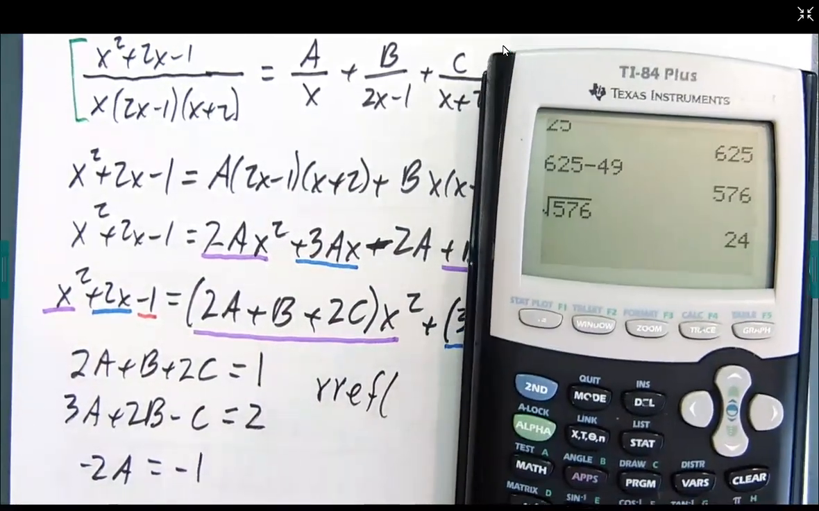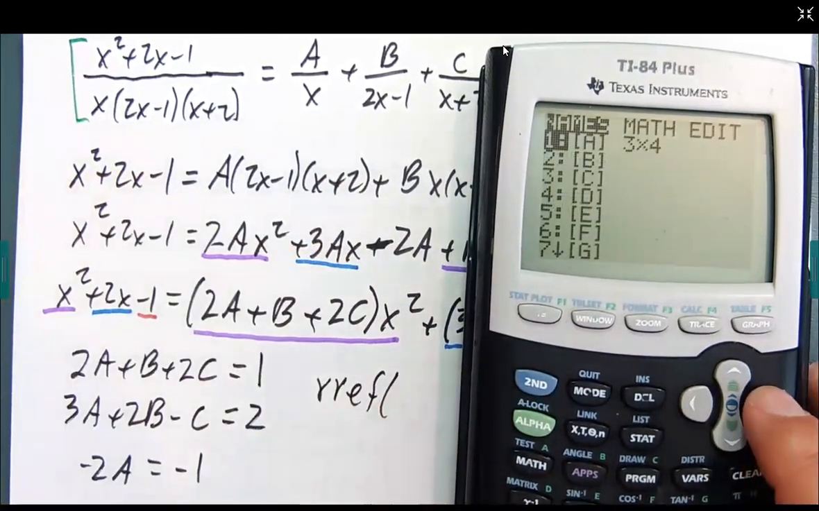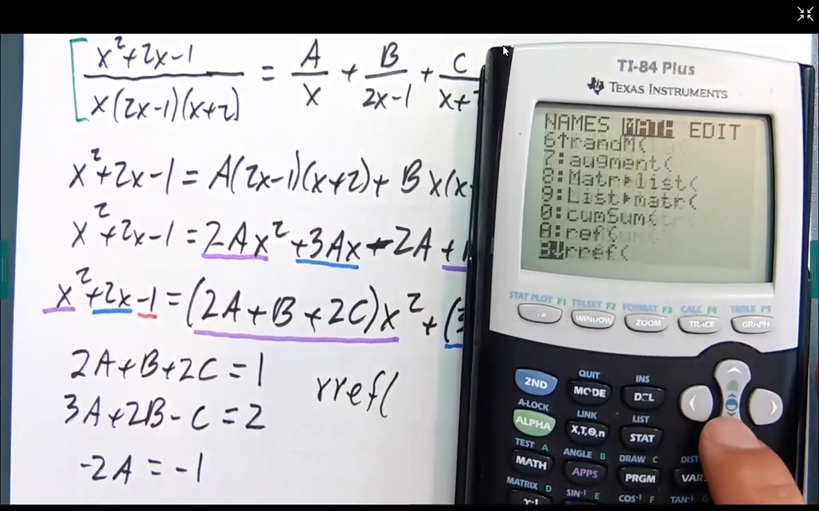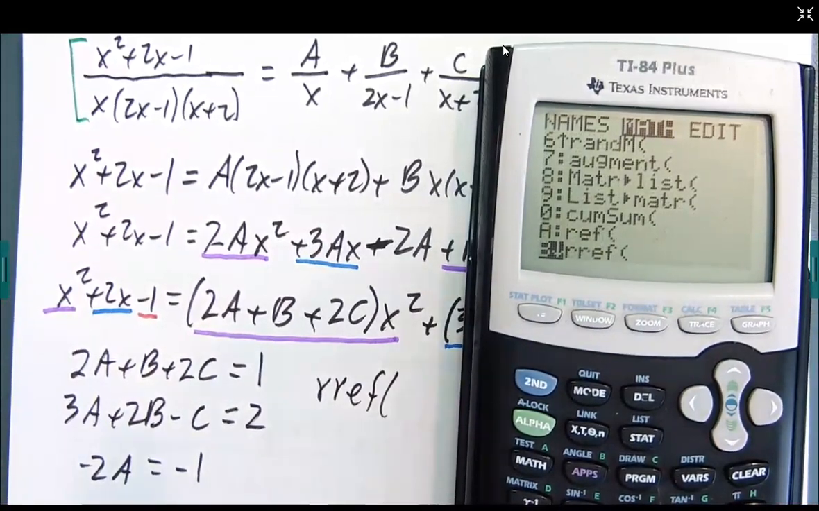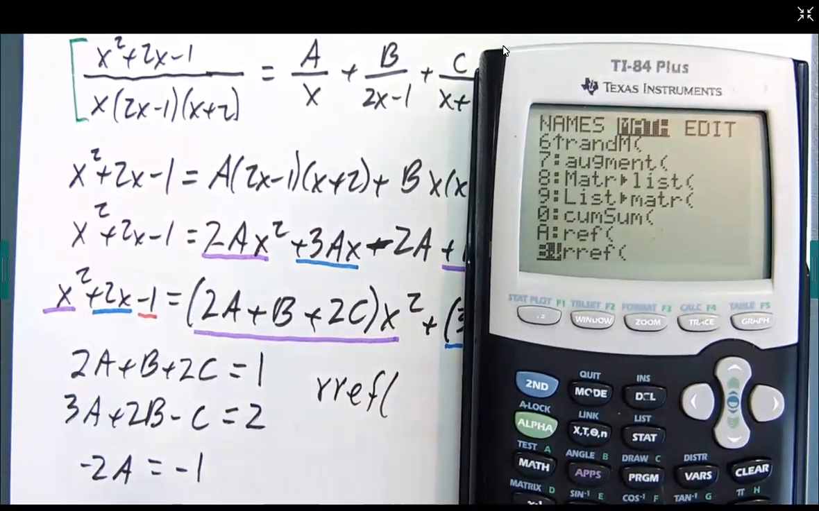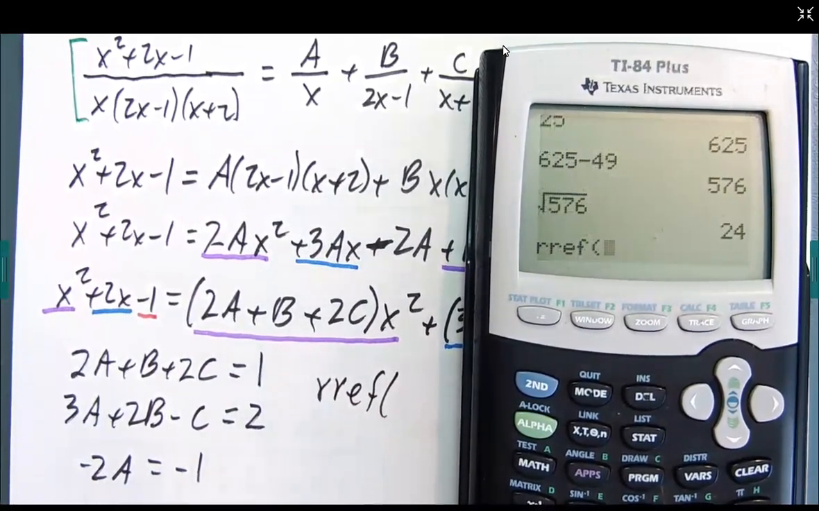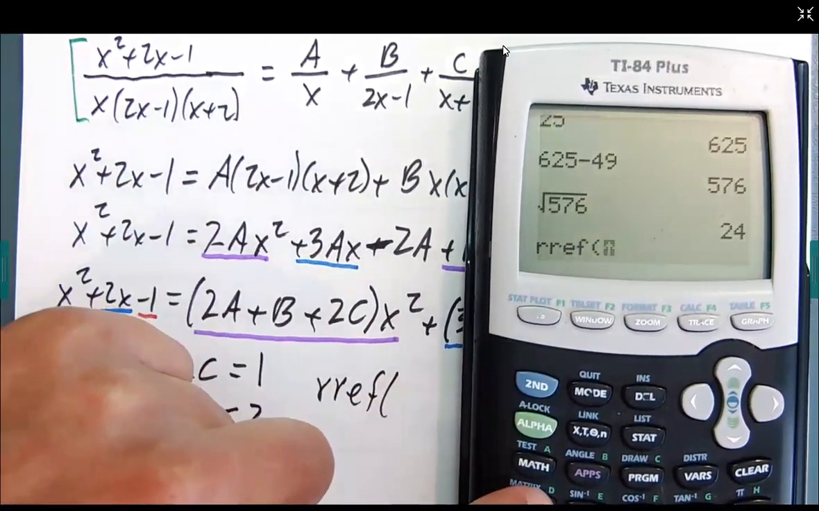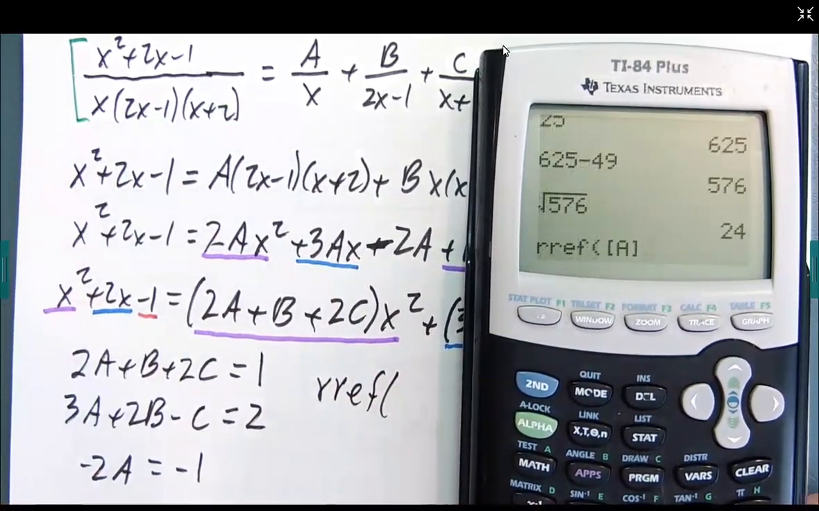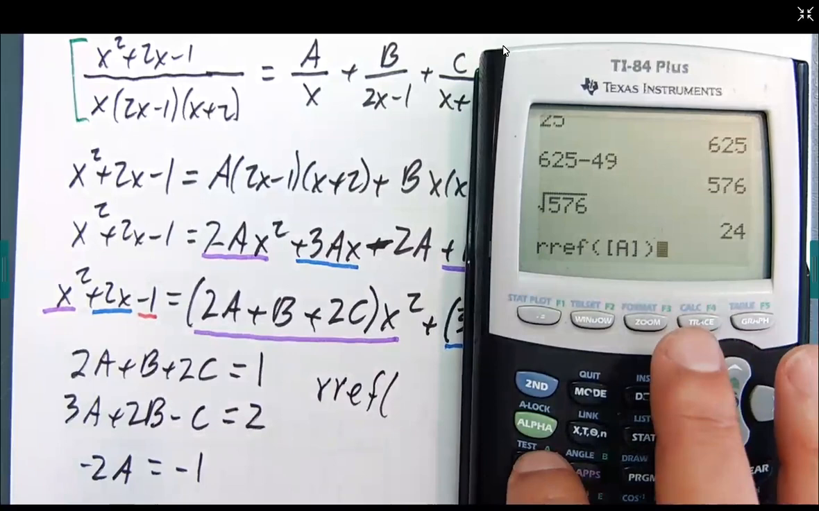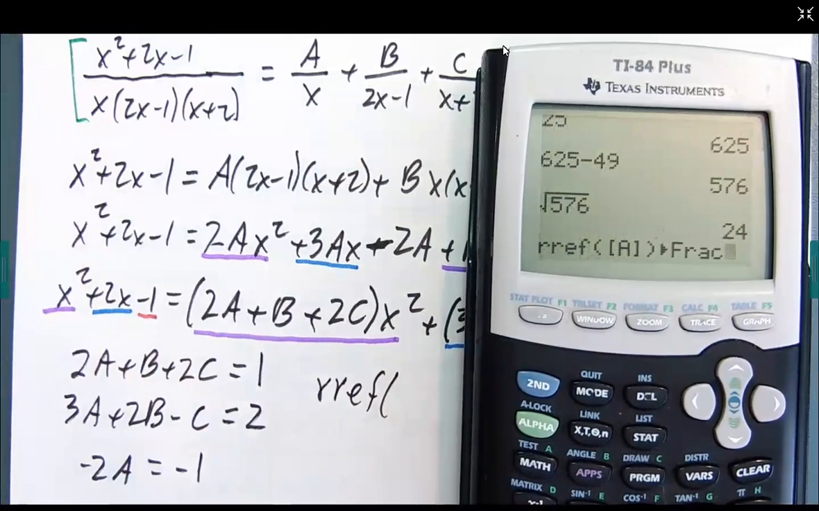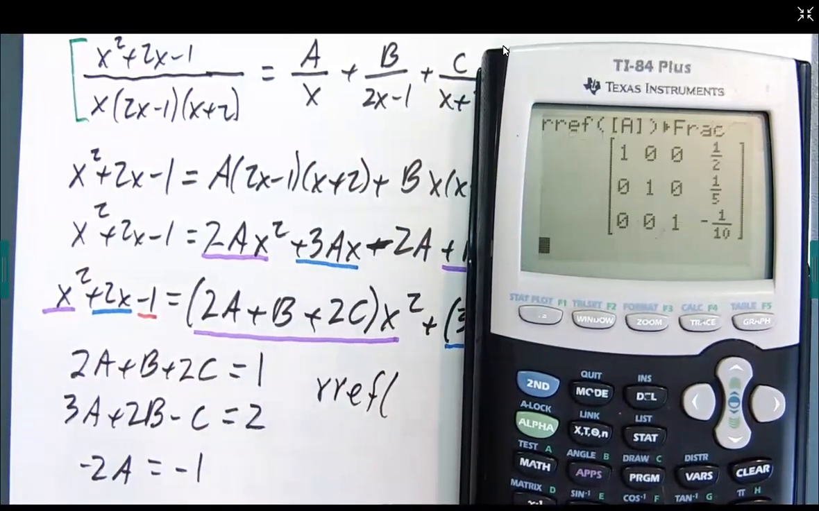Here's how we find that. I'm going to go to matrix again, math, and I'm going to scroll down. RREF, reduced row echelon form, also known as Gauss-Jordan form. And I want to do that to this matrix, which was matrix A. And I'm going to get even fancier and convert these answers to fractions. So that was math, and then convert to a fraction. Here we go. There we have it.